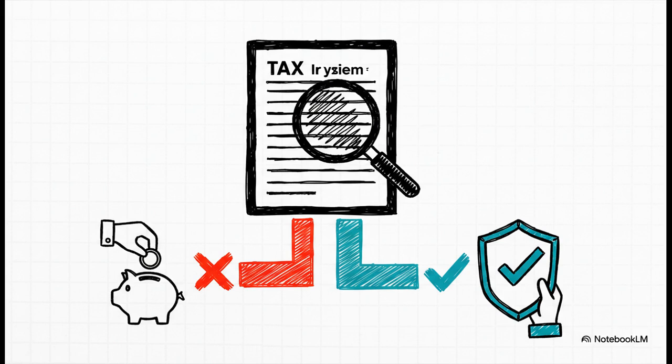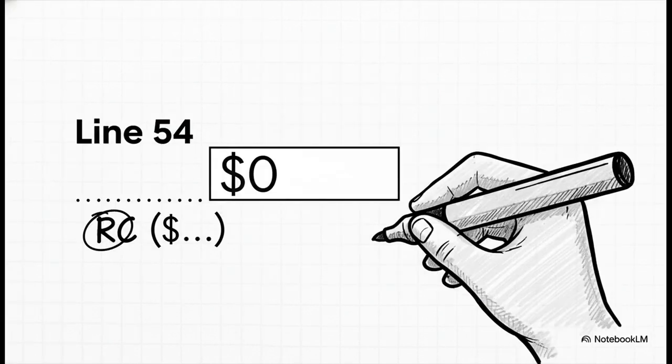There's a very specific, almost code-like way to mark this form that signals to the IRS computers, hey, I'm aware of the shortfall, but I'm officially requesting a waiver, and I do not believe I owe this tax. And here is the exact syntax. You have to get this perfect. On Form 5029, you go to line 54. In the actual box for the penalty amount, you write a big fat 0.